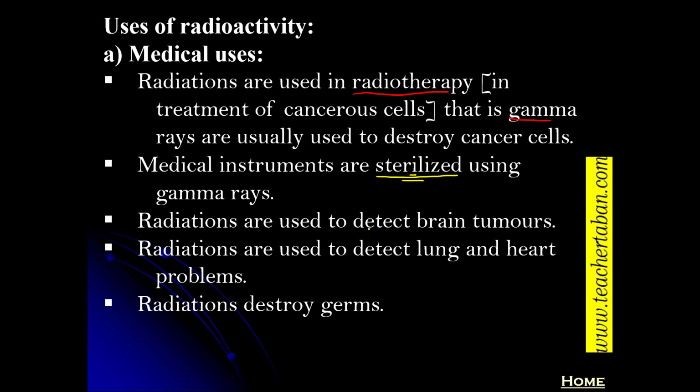Then radiation is also used to detect brain tumors. A brain tumor is an unwanted growth in the brain. It is just a malignant growth in the brain. Radiations can also be used to detect lung and heart problems. That is also another use of radioactivity. And lastly, radiation is also used to destroy germs. That is about medical uses.